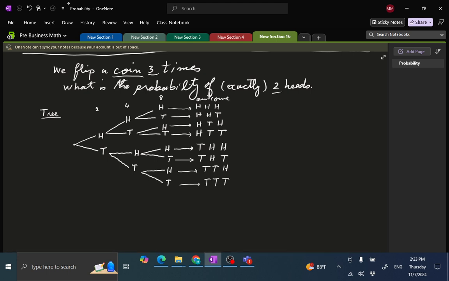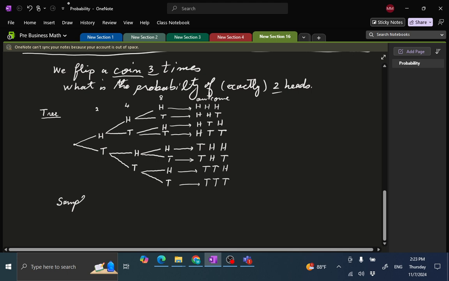So that is my list of all outcomes. If the sample space is to be denoted, we draw a curly bracket, we list all these possible outcomes, separating them with commas to make sure they don't run into each other. So HTH, this item 3, and then HTT is the next one, and then THH is the next one, THT, and then TTH, and then TTT.